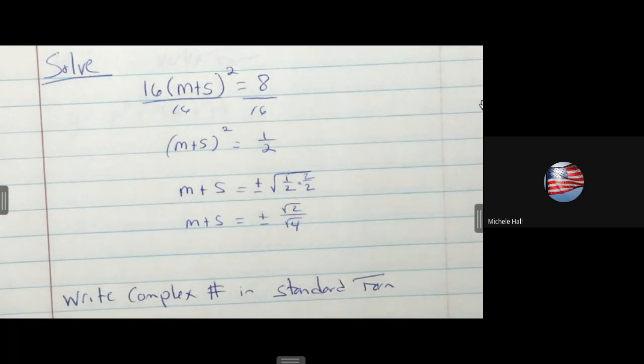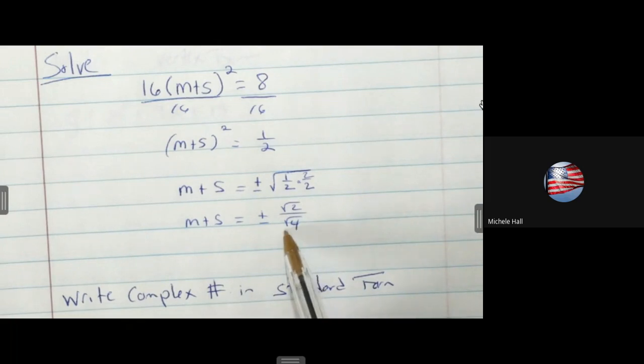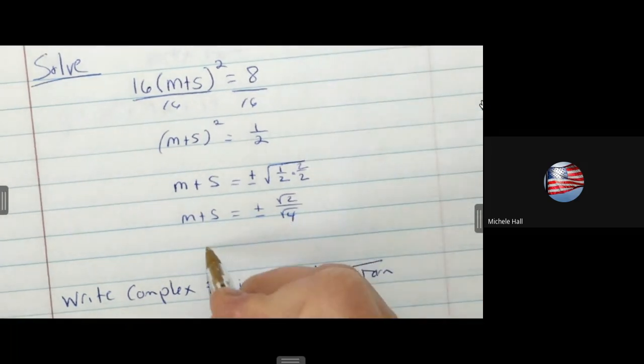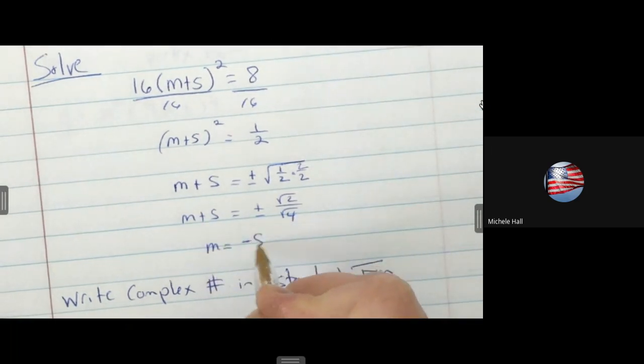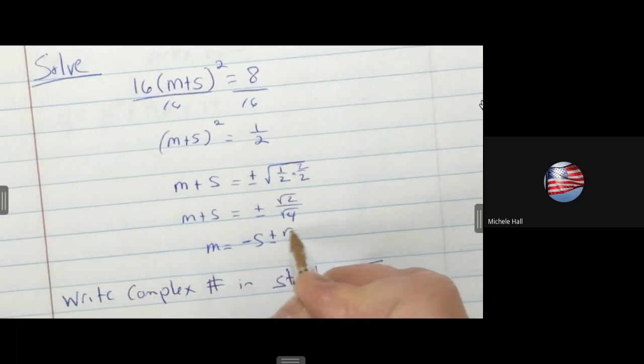What can I multiply under the radicand that would make it work out perfectly? And I see the square root of 4 is going to be a 2. So I'm going to shift my 5 over, and I'm going to simplify that square root of 4 as well. So I get m equals -5 plus or minus the square root of 2 over 2.